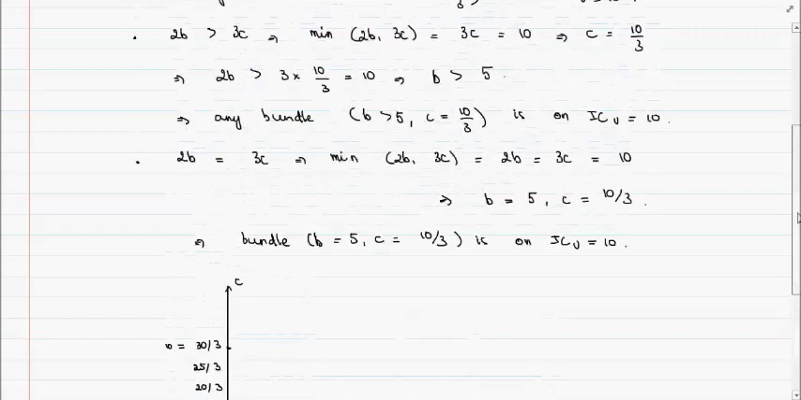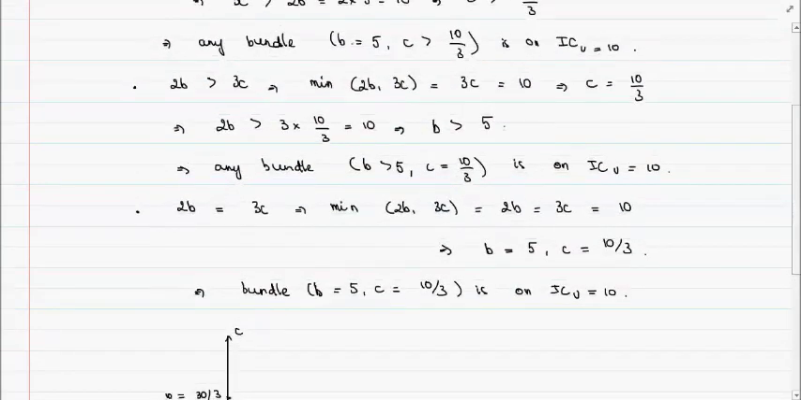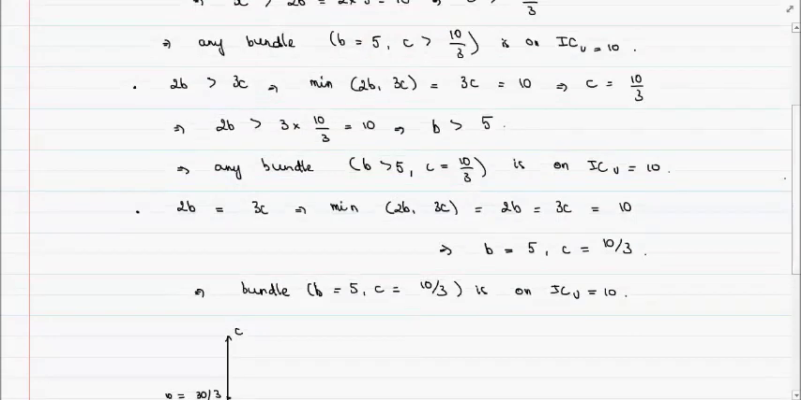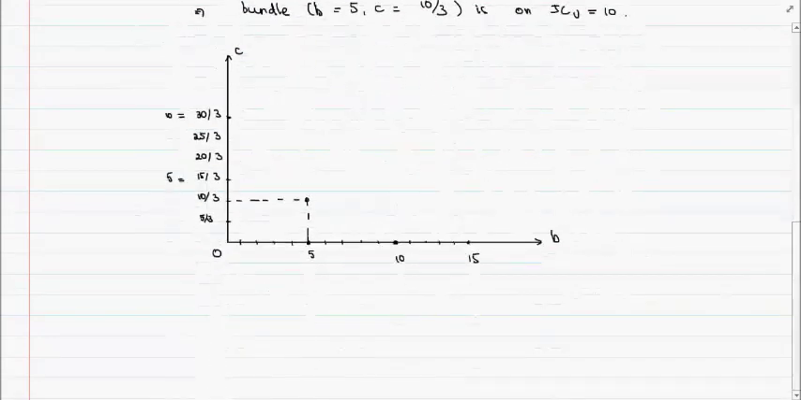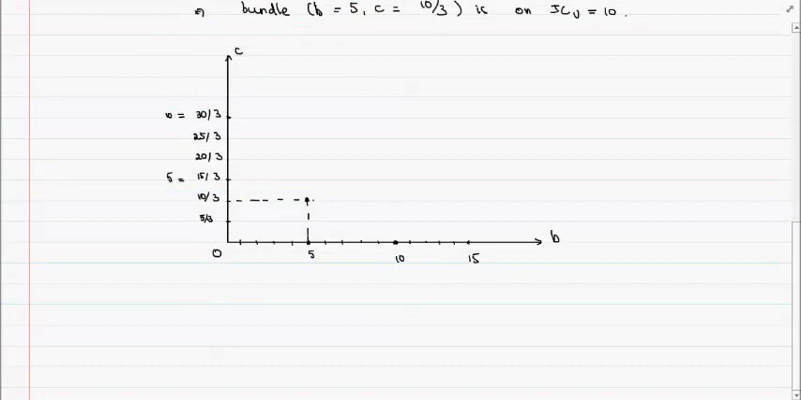Now the second one is any bundle with B equals 5 and C bigger than 10/3. So B equals 5, which is here, and C bigger than 10/3 is from this point onward, going all the way up the vertical. So at the same level, B equals 5, any C bigger than 10/3 is going to be on the same indifference curve. That is basically the straight line going all the way up, including any bundle with B equal to 5 and C bigger than 10/3. Any of these bundles along the vertical line.